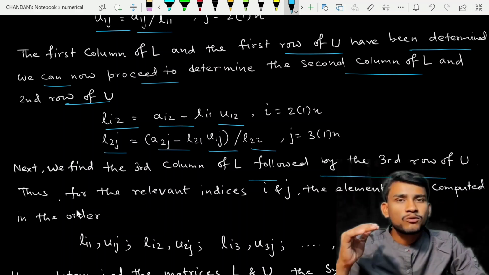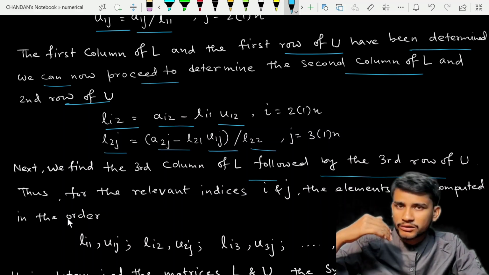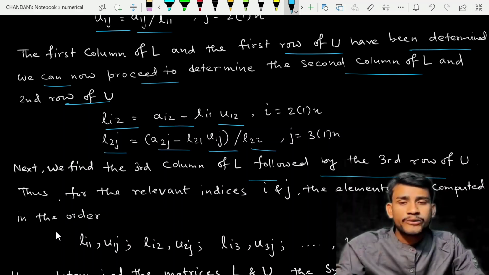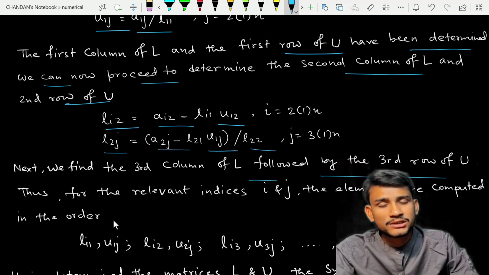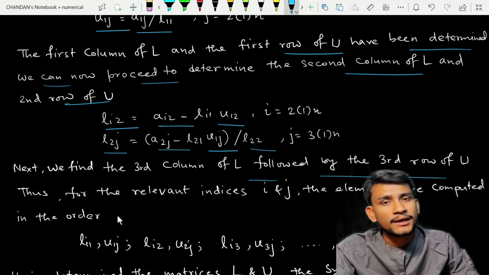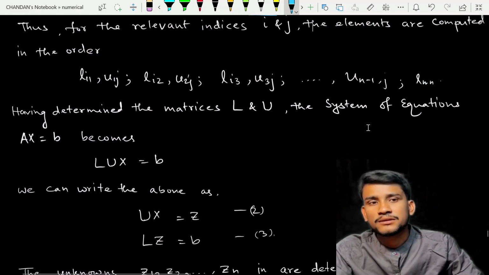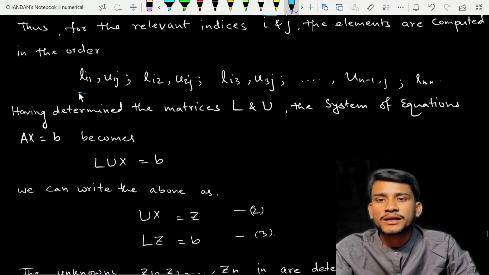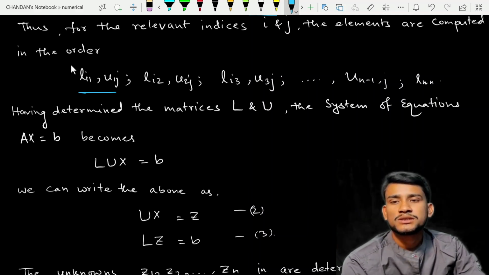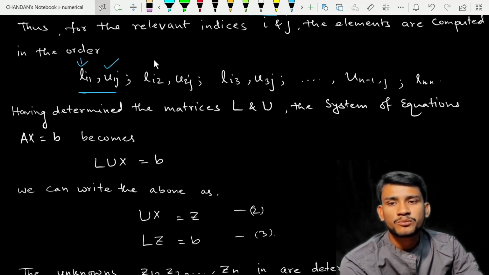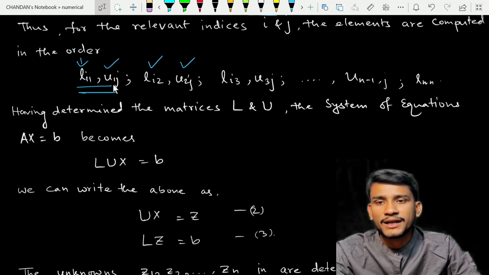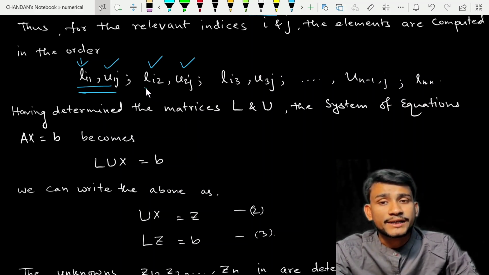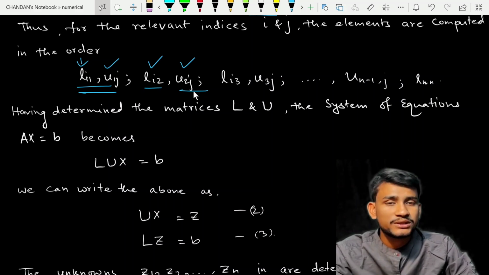We find the third column of L, followed by the third row of U. So we find one column of L, the lower triangular matrix, and one row of U, the upper triangular matrix. These are the types of operations we use here to find the matrices L and U, computed in order: Li1 U1j. That is, the first column of L and first row of U, then the second column of L and second row of U, in this way.